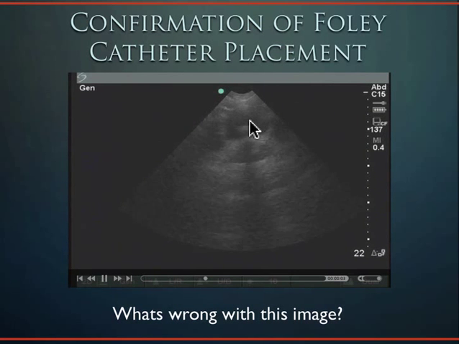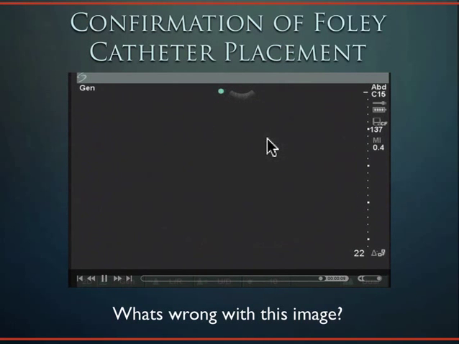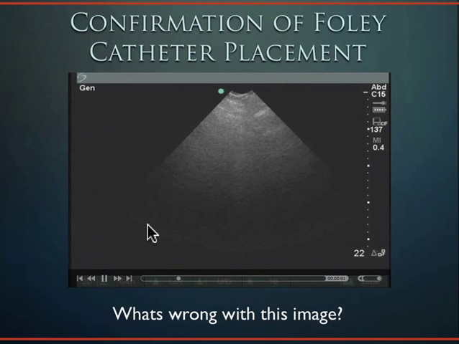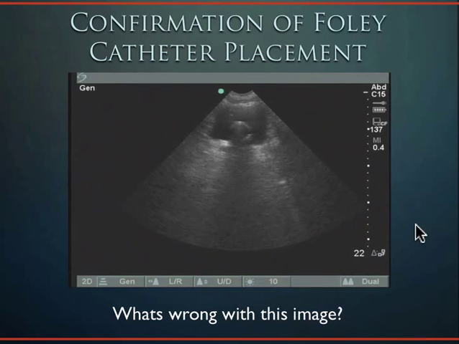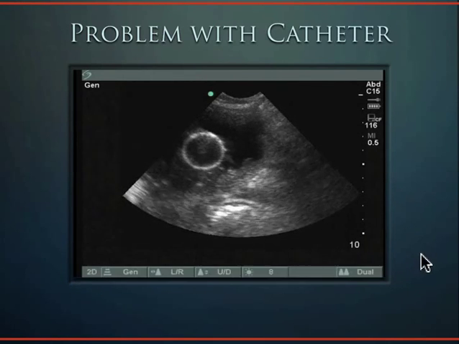But this one actually has the balloon blown up inside the bladder. So the catheter is in the right spot. But what's the problem with the image? The depth is down to 22, right? So we need to decrease the depth. So we go ahead and do so. So here we've decreased our depth to 10 centimeters.